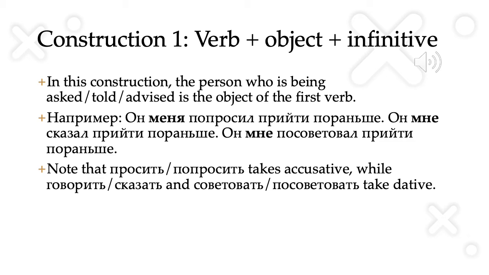And note how in these examples, I am the object of попросить or сказать or посоветовать, and we put я in the correct case. So он меня попросил is in the accusative. He asked me. Он мне сказал. He told me. Dative. Он мне посоветовал. He advised me. Dative.